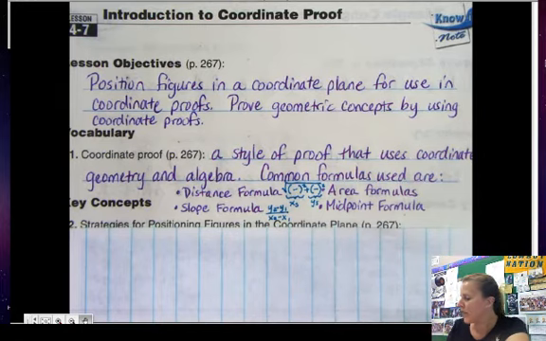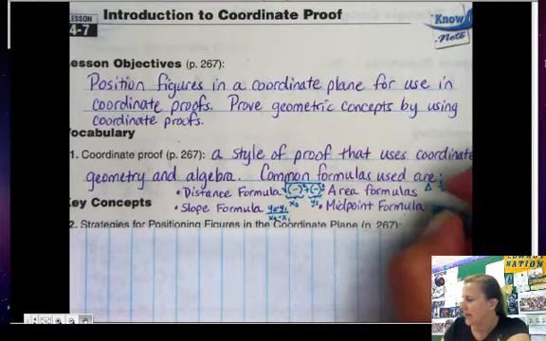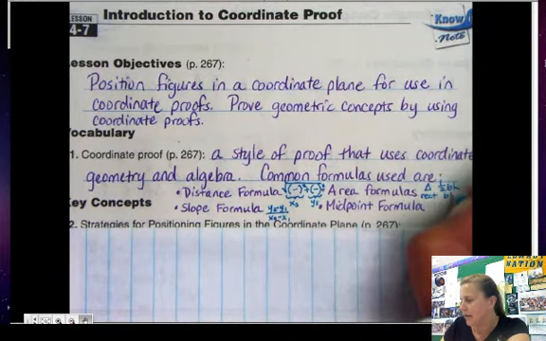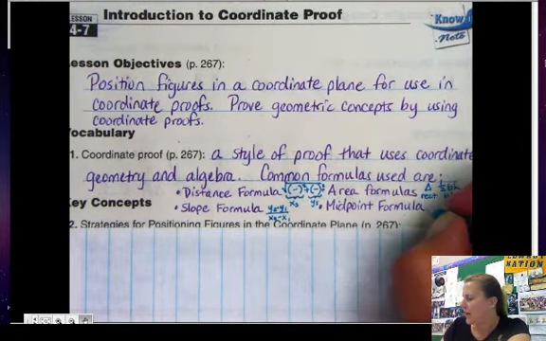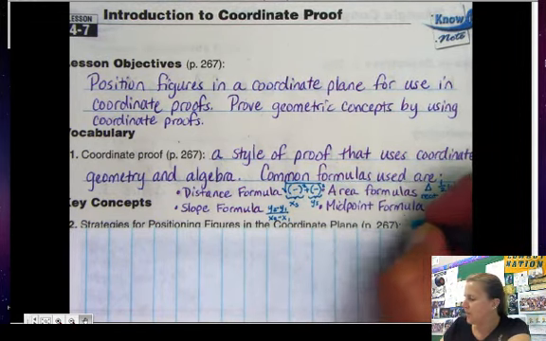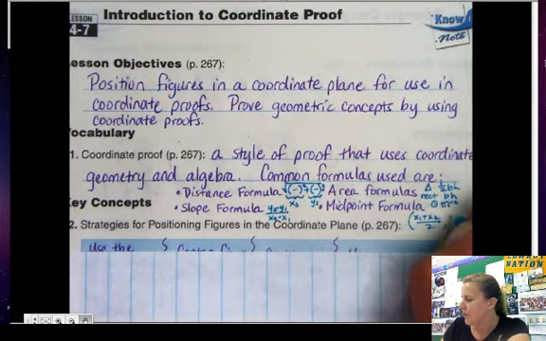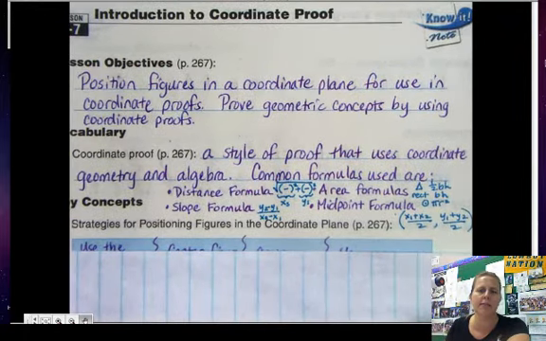Also, area formulas, like the area of a triangle is 1/2 base times height. The area of a rectangle is base times height or length times width. The area of a circle is pi r squared, etc. Also, the midpoint formula. Remember, the midpoint formula is x1 plus x2 divided by 2, and y1 plus y2 divided by 2. So those are some common formulas that you might see in coordinate proofs.